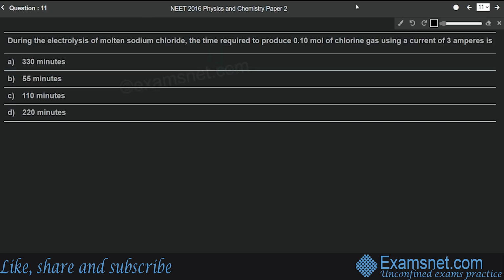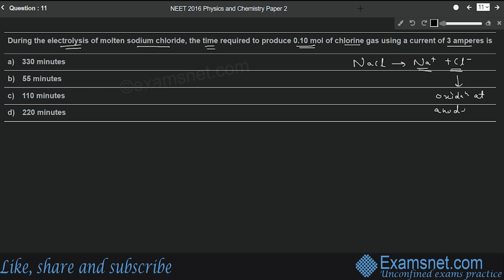Question number 11 is from the chapter Electrochemistry, and the question is, during the electrolysis of molten sodium chloride, the time required to produce 0.10 mole of chlorine gas using a current of 3 amperes is. So we have molten NaCl. This will get dissociated into Na+ ion and Cl- ion. This Na+ ion will undergo reduction at the cathode, whereas this chloride ion will undergo oxidation at the anode.